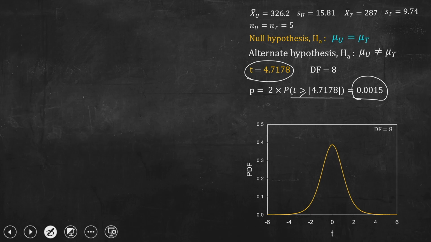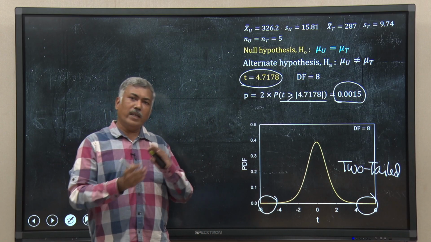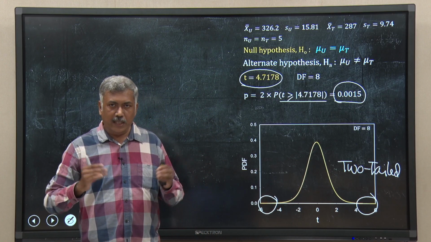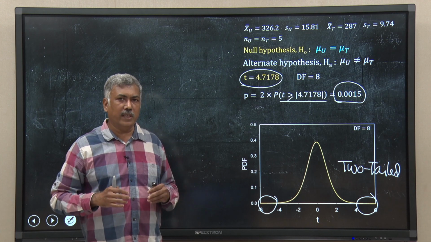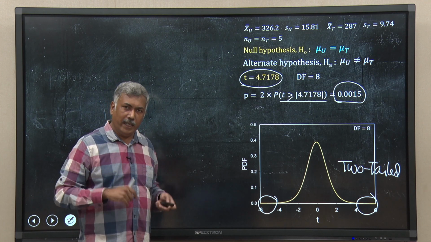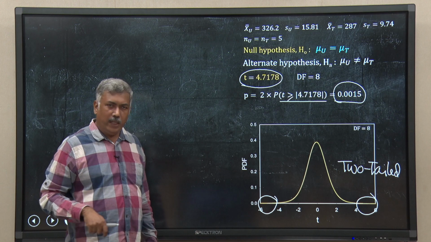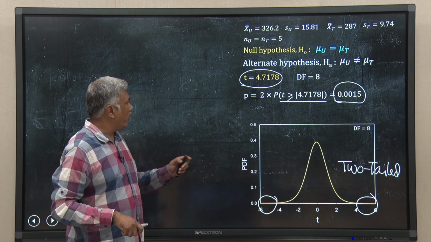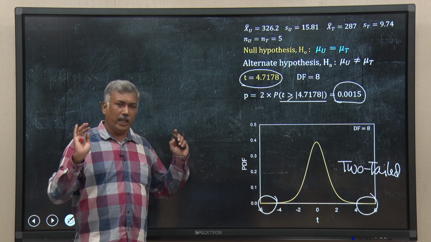That will be 0.0015. One thing just to mention here, as I have calculated the probability from both sides, this is called two-tailed. If I have reasons to believe that one side is good enough, that it makes a biological or physical meaning, then that will be one-tailed, right. So, this is a two-tailed probability I have calculated and that has come to 0.0015, good enough.